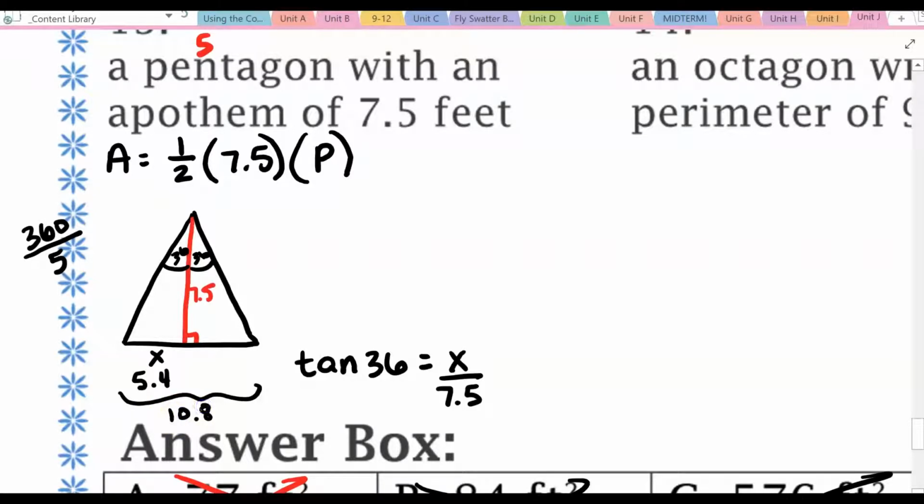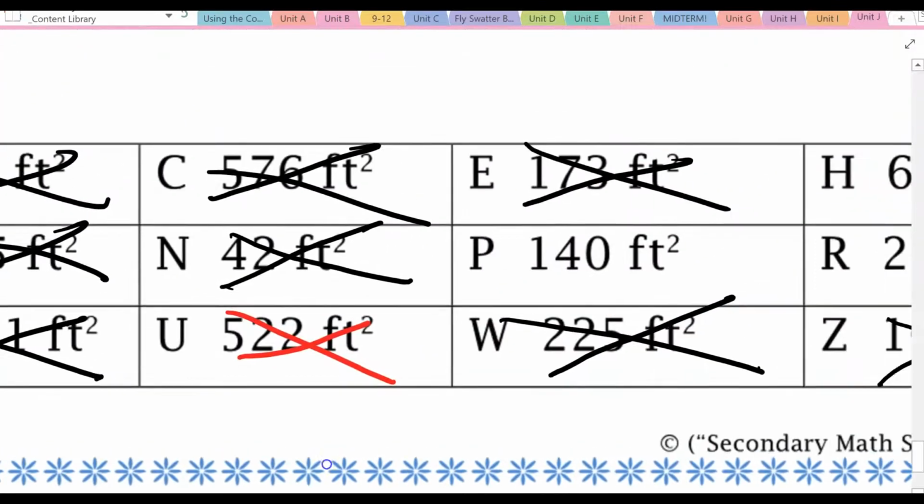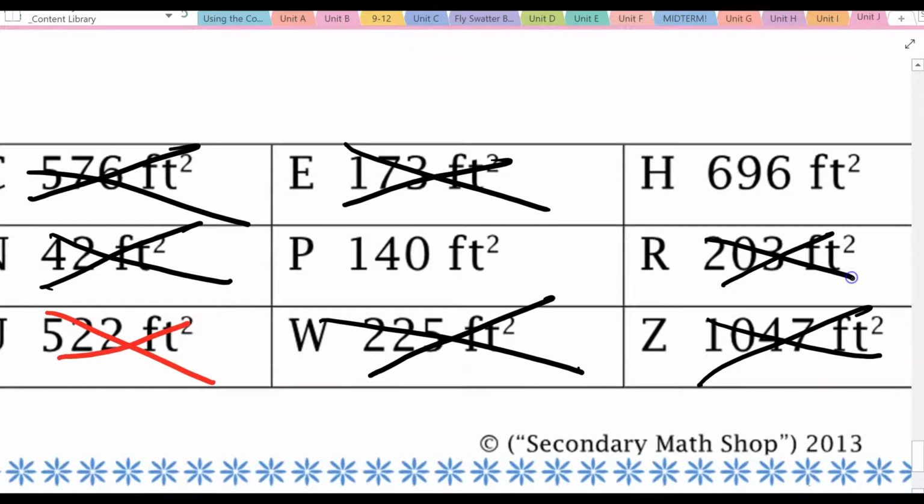10.8. And if there are 5 sides worth 10.8, I'm going to have a perimeter of approximately 54. So 54 times the 7.5 times the half gives me an area of about 202.5 feet squared. This is number 13, and I'm going to use letter R.